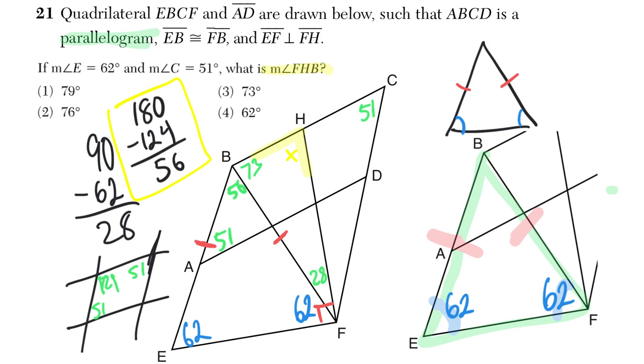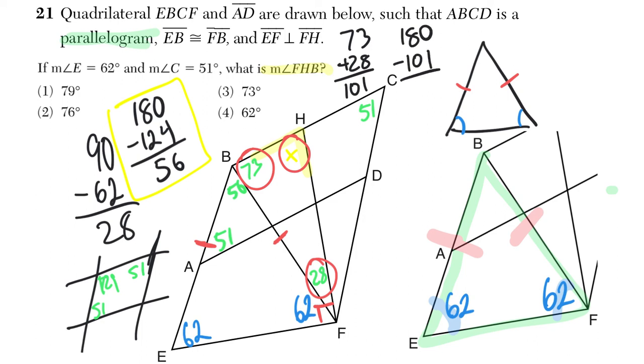So here's the critical information. 73 and 28. How are we going to figure out what x is? 73 plus 28 gives us 101. Okay, and then let's write that right here. 73 plus 28 gives us 101. So then 180 minus 101 is going to give us 79. So x equals 79 degrees. Is that an option? It absolutely is. It's option number 1.